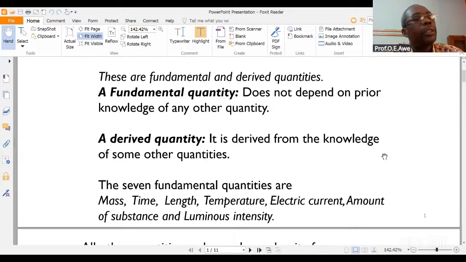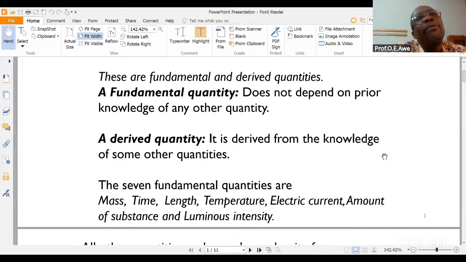Electric current. You see, some individuals will want to put, in place of electric current, electric charge. Some see electric charge as more fundamental than electric current. It's a bit of a controversial thing. But it's better you have it in mind that electric current is taken as a fundamental unit instead of electric charge, because of the fact that it is easy to measure. That is one of the reasons why preference is given to electric current.